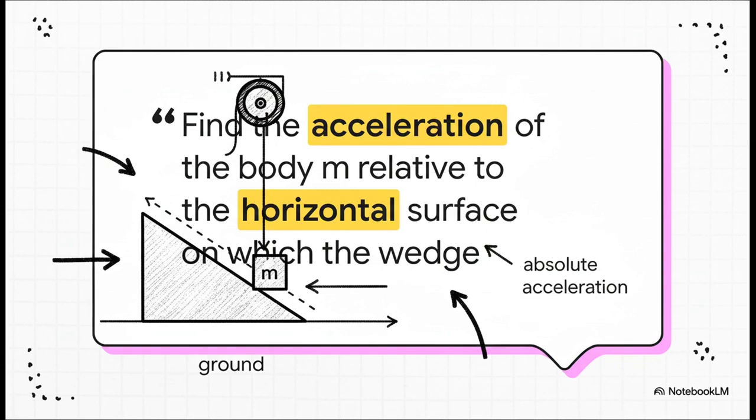Now, the most important phrase in this whole thing, right here: relative to the horizontal surface. That's gold. It tells us we are looking for the absolute acceleration of that small block m. Its motion as seen by someone just standing still on the ground. That is a really critical distinction, and it's going to guide our entire approach.